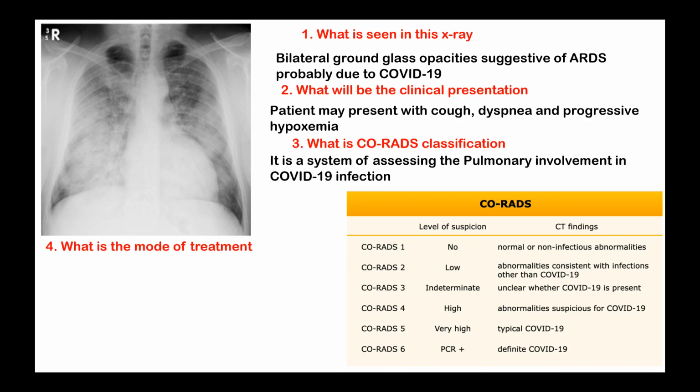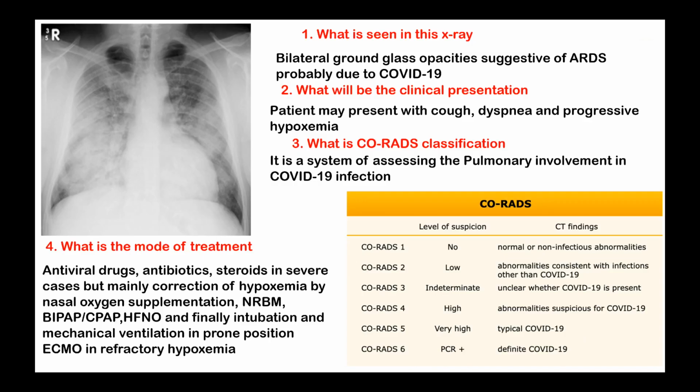Mechanical ventilation. Correction of hypoxia by various means. You can start from antiviral drugs, antibiotics, steroids in severe cases, but mainly correction of hypoxemia by starting with nasal oxygen, non-rebreathing mask, BiPAP, CPAP, high flow nasal oxygen, finally intubation, mechanical ventilation in prone position, and ECMO in refractory hypoxemia. So this is the entire treatment in a nutshell.